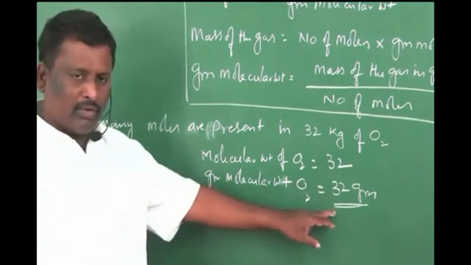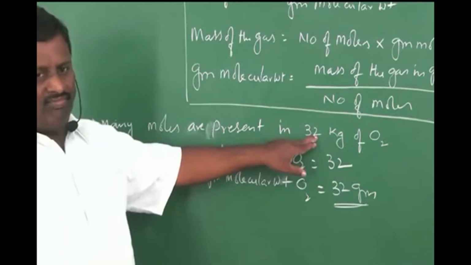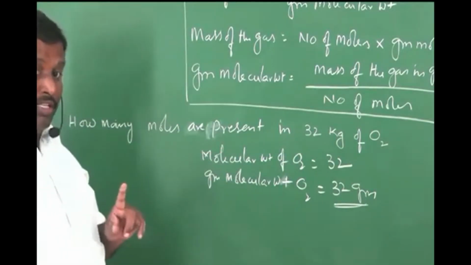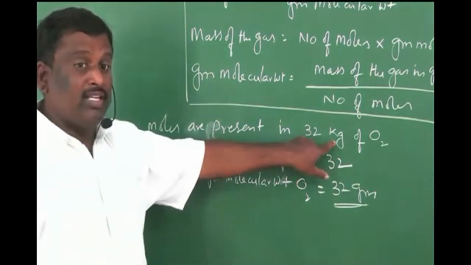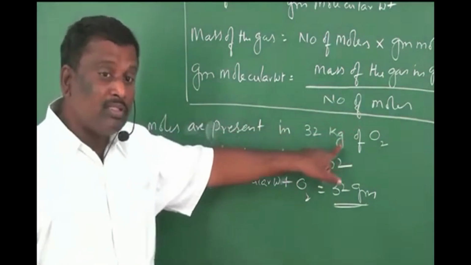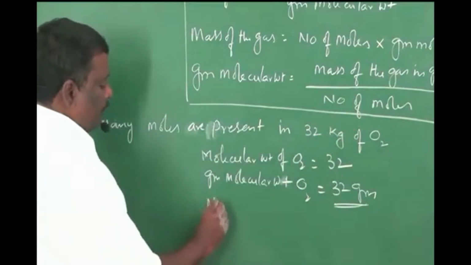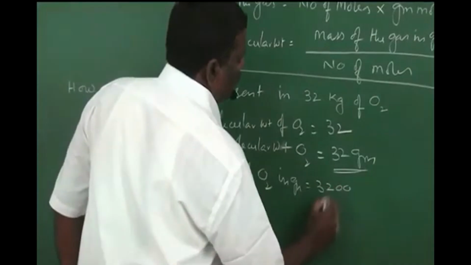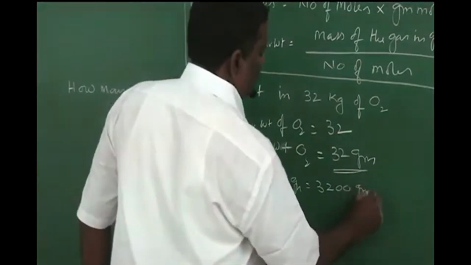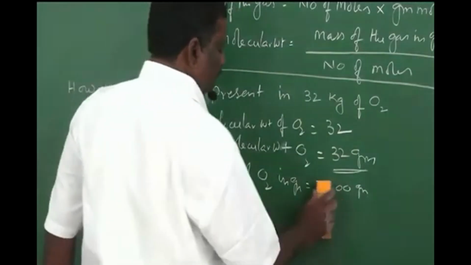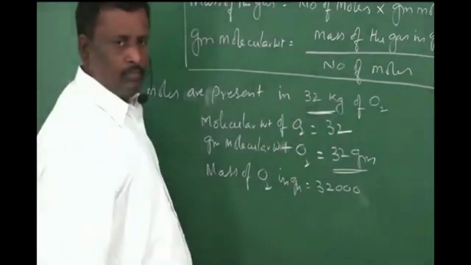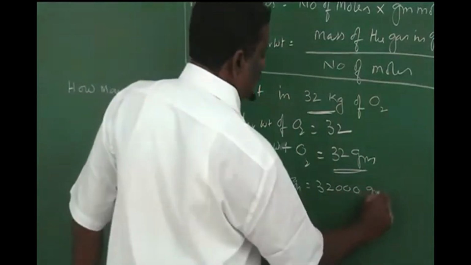So here you know the gram molecular weight, and the mass of the gas is 32. But remember the importance of the unit. Here they are asking for 32 kilograms, not 32 grams. So the mass of O2 in grams is equal to 32,000 grams, because 32 kilograms will be 32,000 grams.